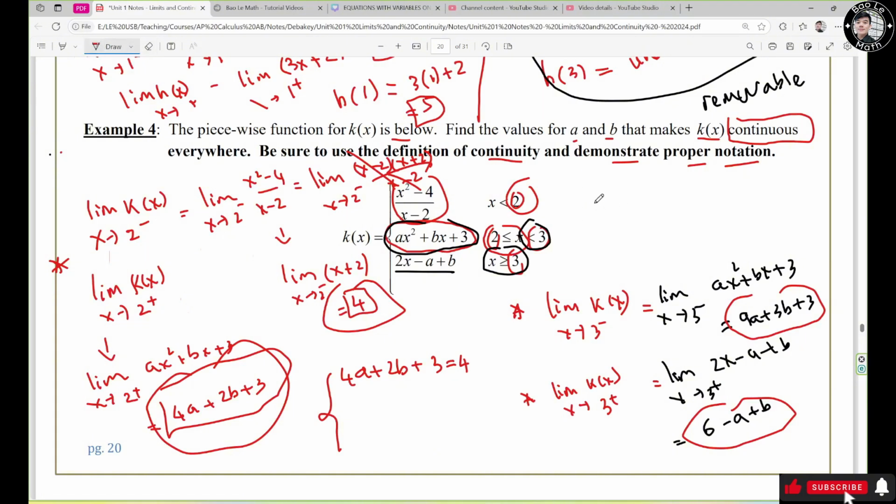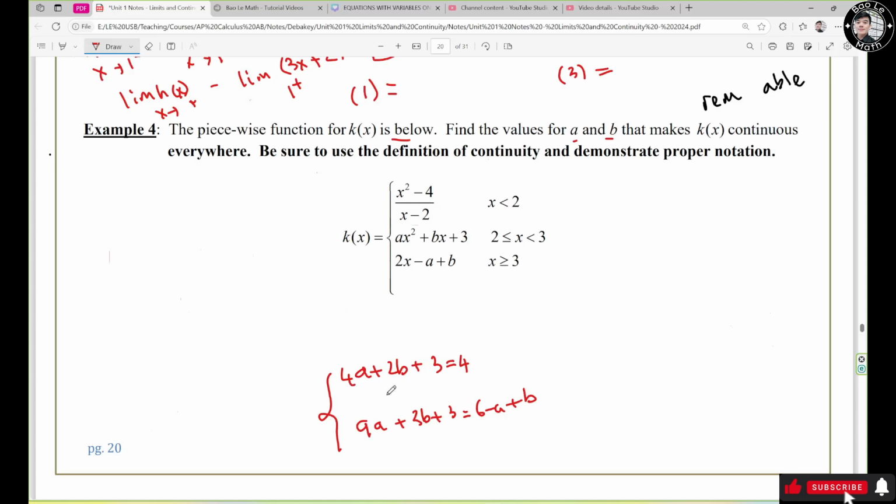Now remember that we also need to check where the function is defined. So actually the function is defined at 2 and at 3, right? So we don't need to calculate this one because it is covered by this one right here, right? Alright, now we need to solve a system of 2 equations right here. Now I need to rearrange this one a little bit, right? So I have 4a plus 2b, subtract 3 from both sides, is going to be 1, right?